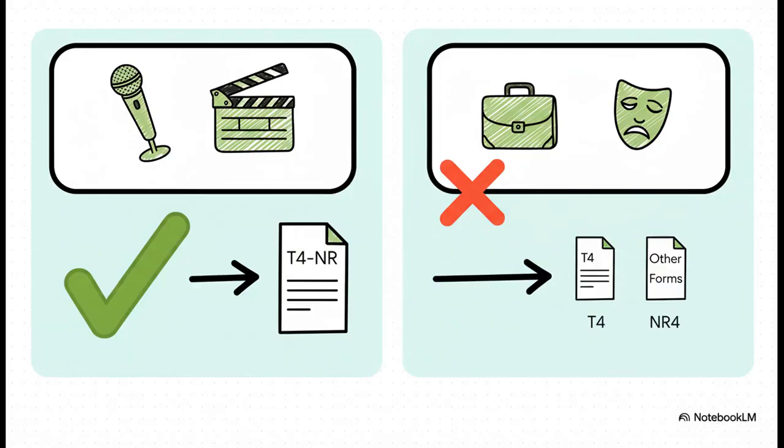Now, I need you to pay close attention here because this is one of the most common mistakes I see, and it's so avoidable. Using the wrong form is going to cause a massive headache for your company. As you can see, the T4A-NR is for general services, performers, film crews. But if that non-resident is a regular employee or a director, you've got to use a T4. And here's a weird one. For non-resident film actors, it's a completely different form, the NR4. Getting this right from the start is half the battle, I promise you.